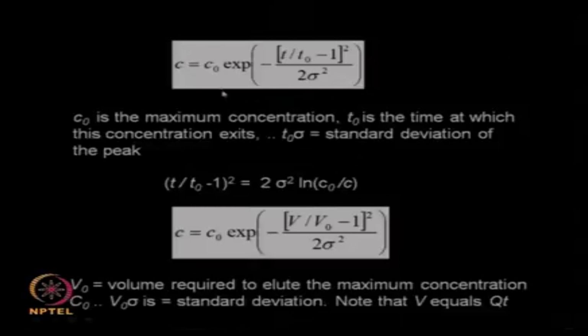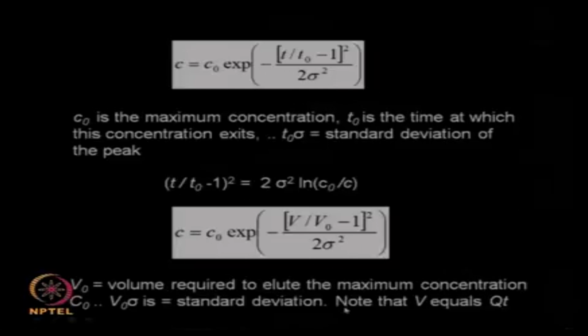So this equation relates C naught, that is the maximum concentration, t naught is the time at which this maximum concentration happens, C is the concentration at any time t, and t naught sigma is the standard deviation of that particular Gaussian curve. Just like t, we can also substitute V as well. So C is equal to C naught exponent minus (V by V naught minus 1) whole square by 2 sigma square. V naught is the volume required to elute the maximum concentration, which corresponds to that t naught here. So you see V corresponds to t here, V naught corresponds to t naught here, and here V naught sigma is the standard deviation, okay.